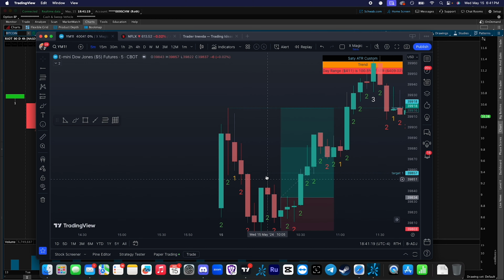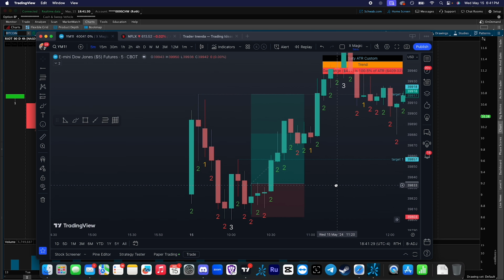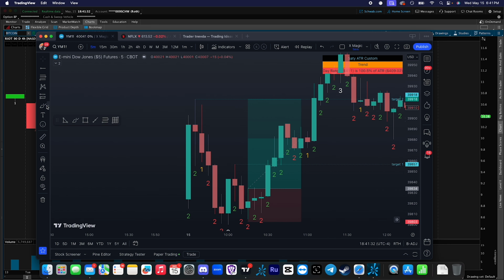First target is the center of the W. Second target is the completion of the W. Now, if you missed this initial entry here, if it's a valid W, you can always catch this little TTO to the upside.